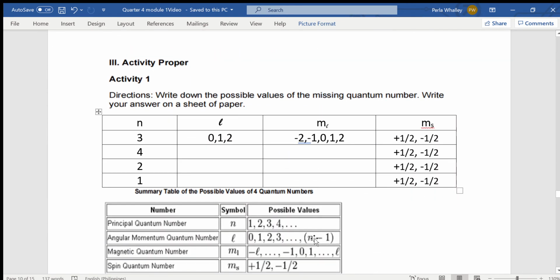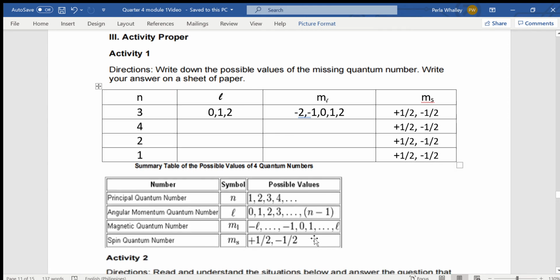So we'll go now to the activity proper. Okay, write down the possible values of the missing quantum numbers. Write your answer on a piece of paper. When N is 3, what would be your L, and what would be your M sub L? Now, remember that N has possible values of 1, 2, 3, 4, and the value here is 3.